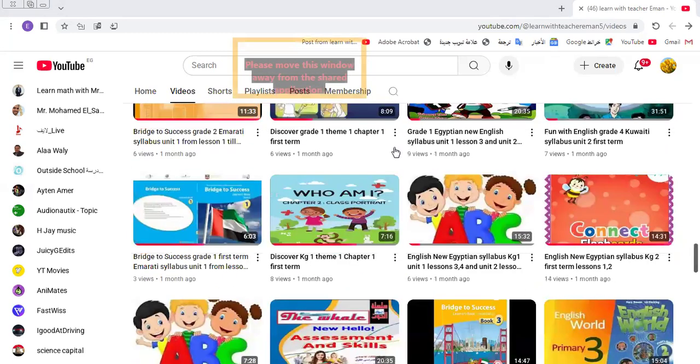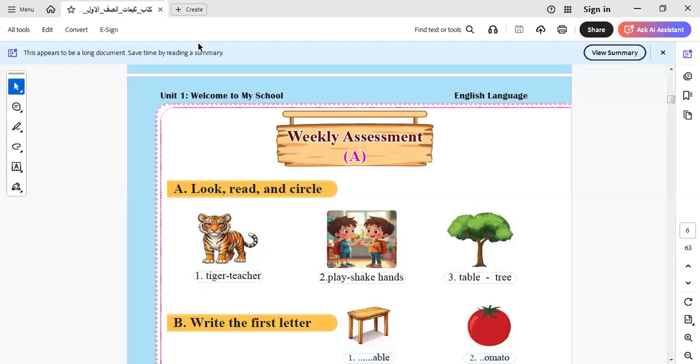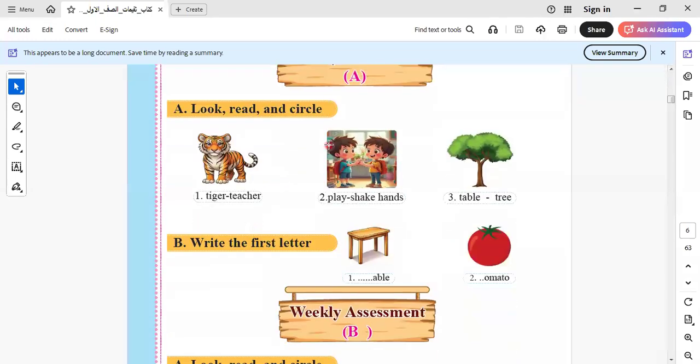Let's go to our review today. Today I will make a quick review from your assignment book. I think you have this book. You got this book in school. Here we say look, read, and circle.